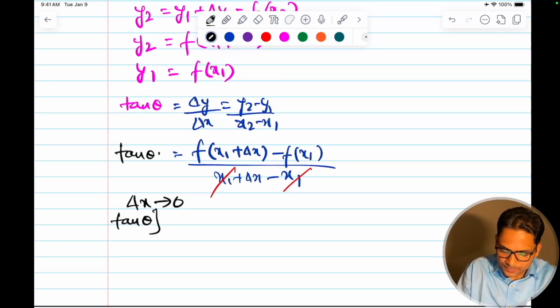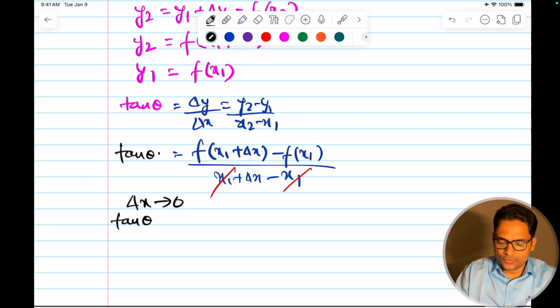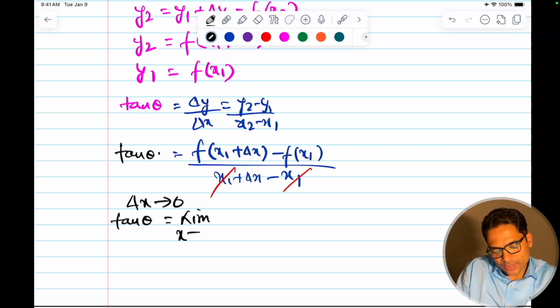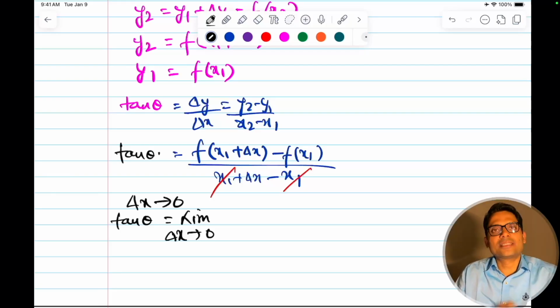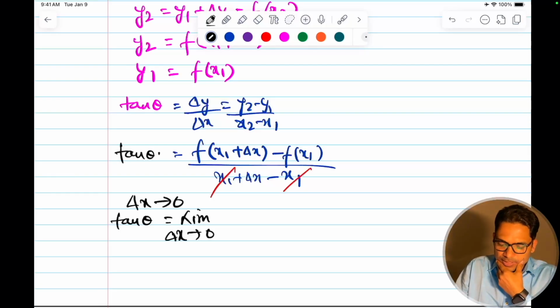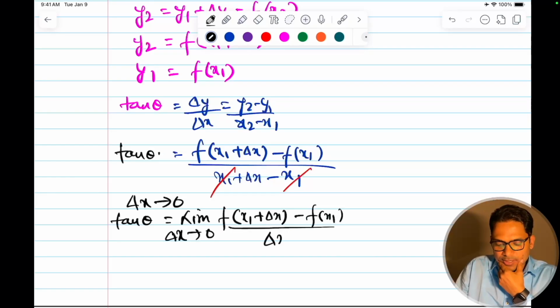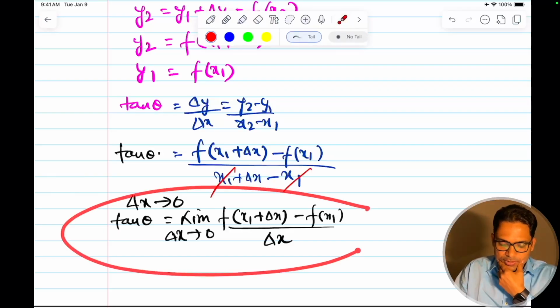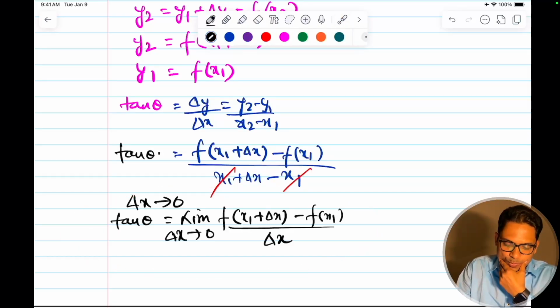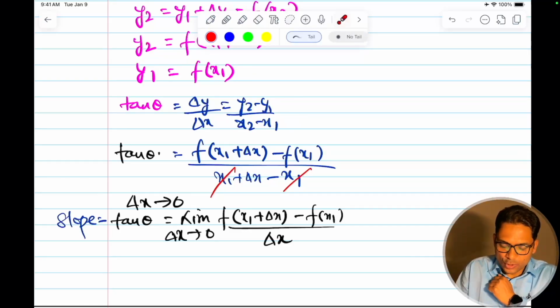So now my tan theta will become, at a given point, x1 or whatever. I'll generalize it directly, so I'll get rid of x1 x2 here. So tan theta will be equal to, if I put limits here, that means delta x tends to 0, and I'll keep the same thing, f of x1 plus delta x minus f of x1 by delta x. So this is now your tan theta or your slope formula. I hope you remember this.